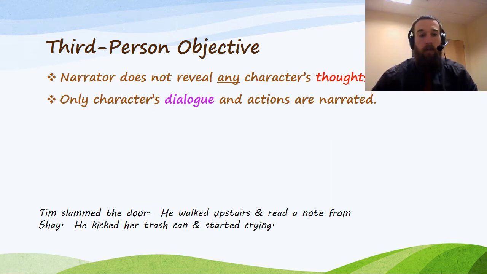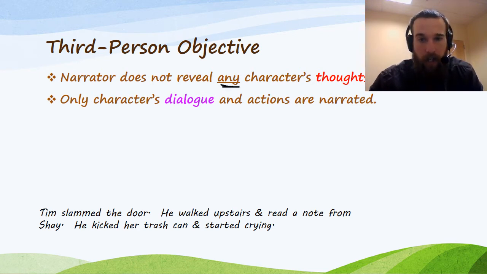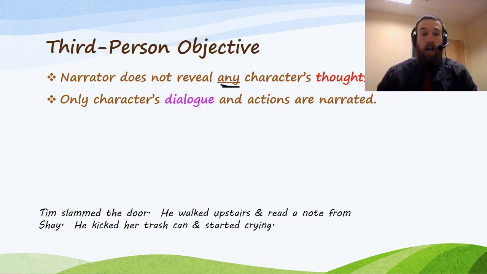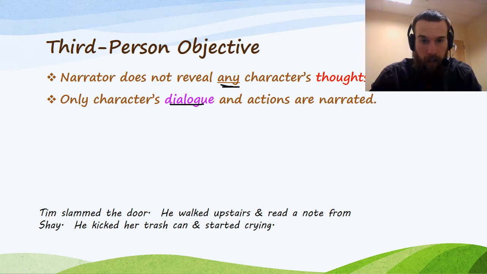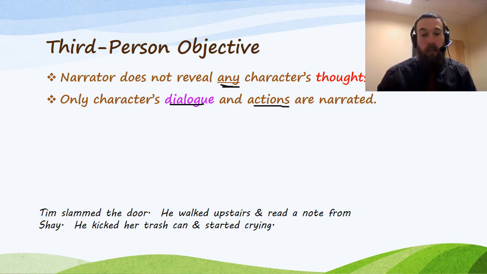Our last one is third person objective, and this one's a little bit different between the 2 because in this one, the narrator does not reveal any character's thoughts or feelings. So the narrator operates mostly just on showing their dialogue and showing their actions. Their dialogue and their actions. So we'll miss out on the thoughts there. Sometimes that'll let you draw your own conclusions, but sometimes it'll make you feel a little more removed from the story.